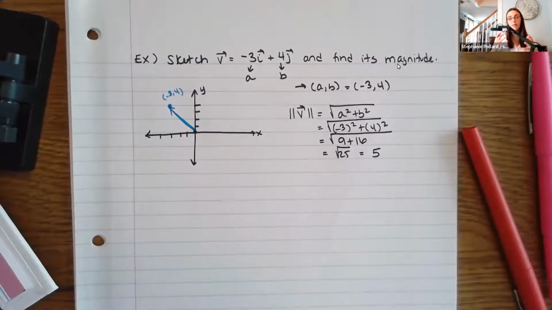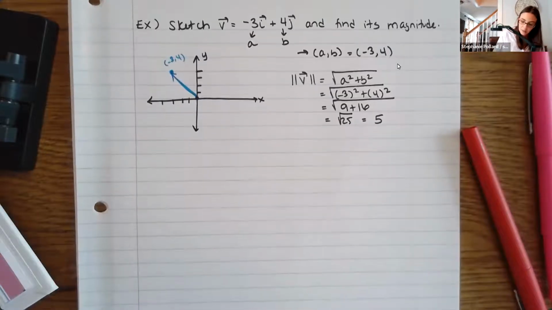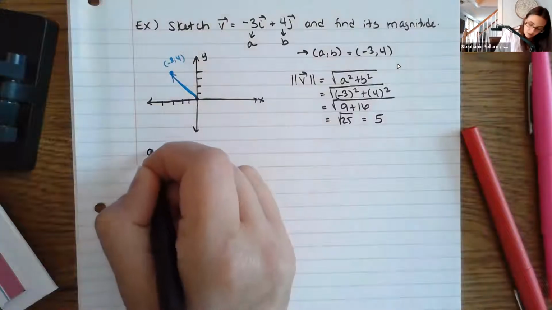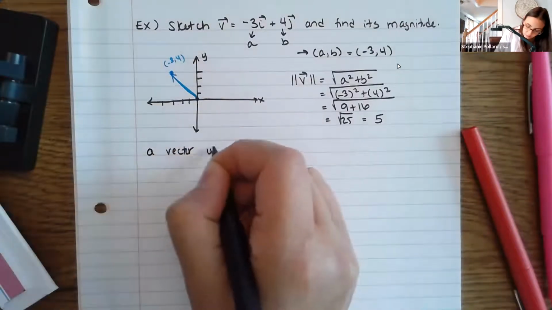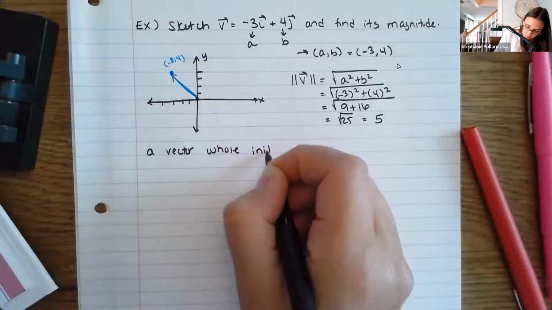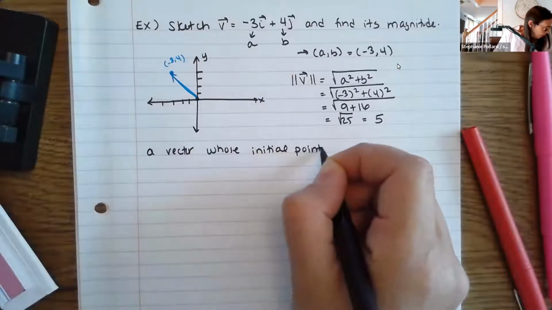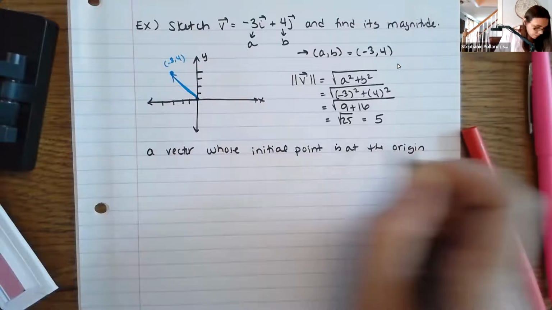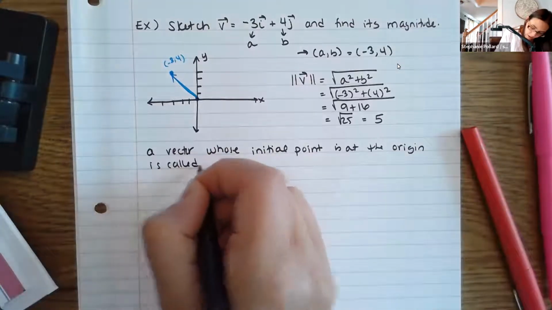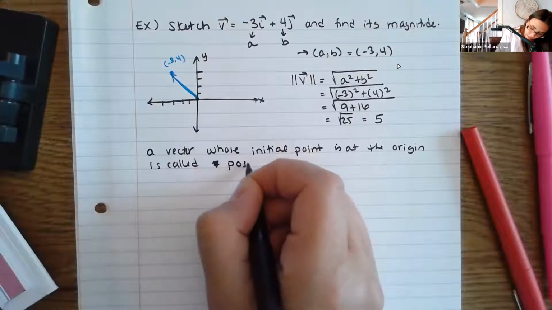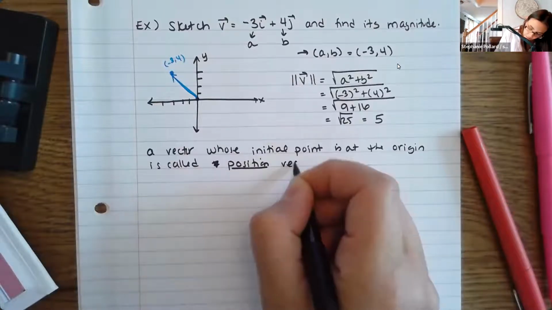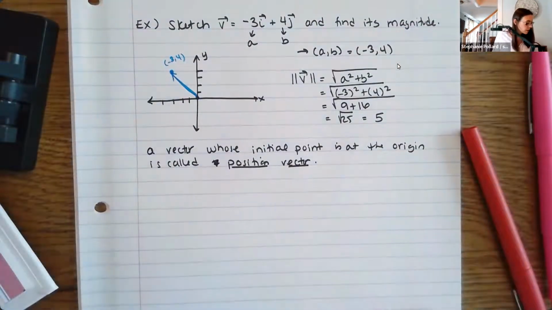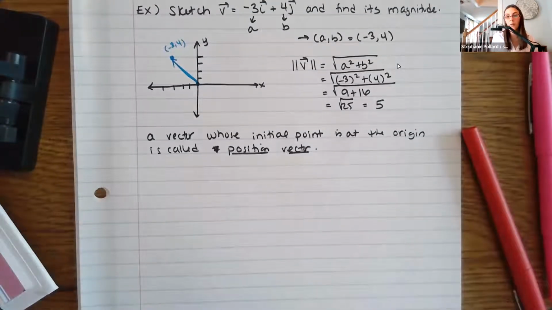Now, not every vector starts at the origin, so we do have ways to account for that as well. One thing to know before we move on is that a vector whose initial point is at the origin is called a position vector. But of course, not every single vector is going to start that way. So we don't always start at the origin. So let's say we start somewhere else.